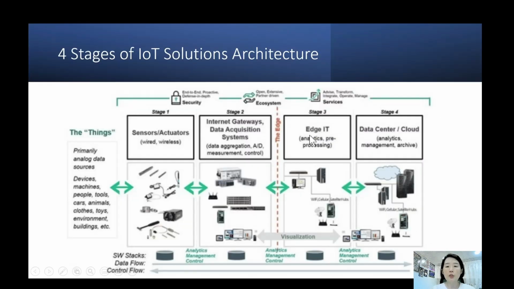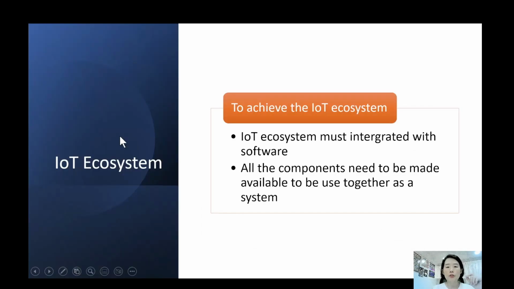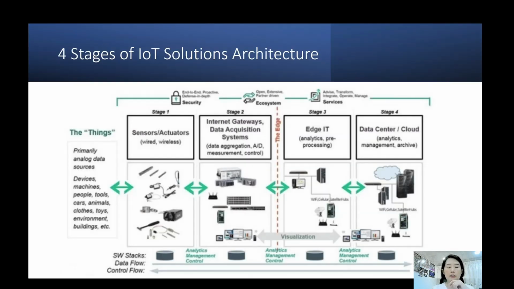Four stages of IoT solution architecture. Now again, this is based on one of the papers by researchers, in their solution for a very specific case study. So this is just an example to show that the whole architecture will be complicated. They are going to have this so-called IoT ecosystem, which includes the integration of your device with the software, and all the components need to be made available to be used together as a system. So they must be connected together in order to achieve this IoT solution architecture.